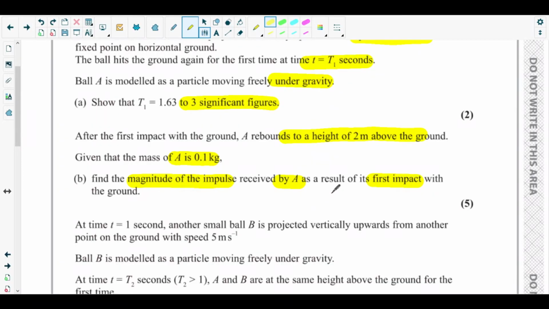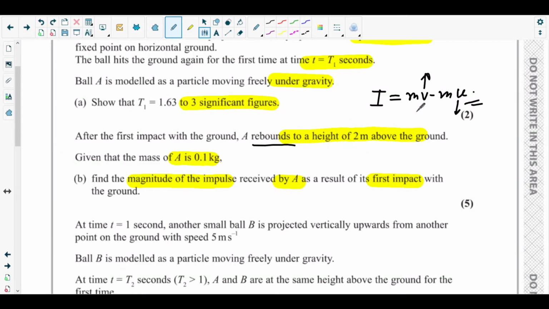The concept of impulse is from chapter number 6 of your Mechanics-1 textbook, which is momentum and impulse. What is impulse? Impulse is change in momentum. We know that impulse I is mv minus mu, and it's a vector quantity. In the formula for impulse, v is the final velocity and u is the initial velocity. But here, since the ball rebounds after the impact, v will be the rebound speed and u will be the approach speed. So for finding impulse, the mass is known.